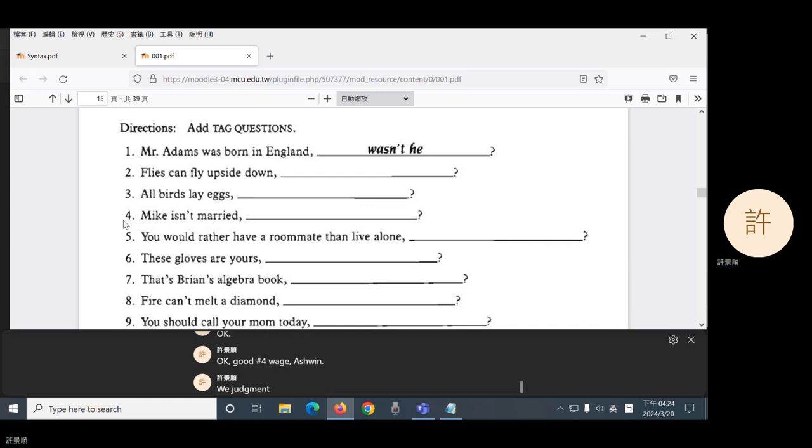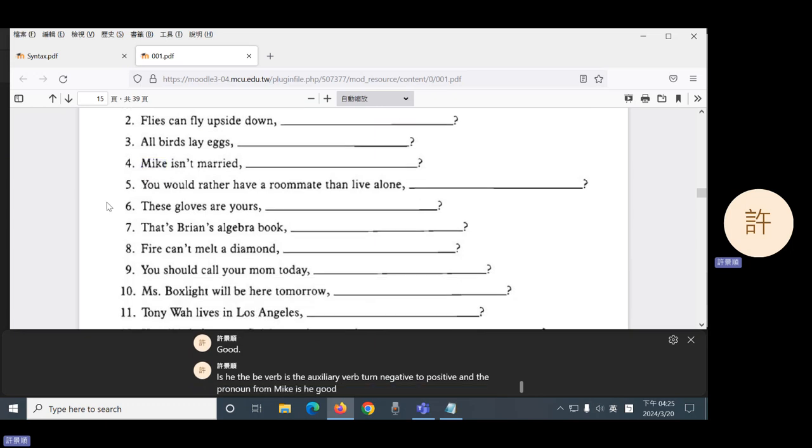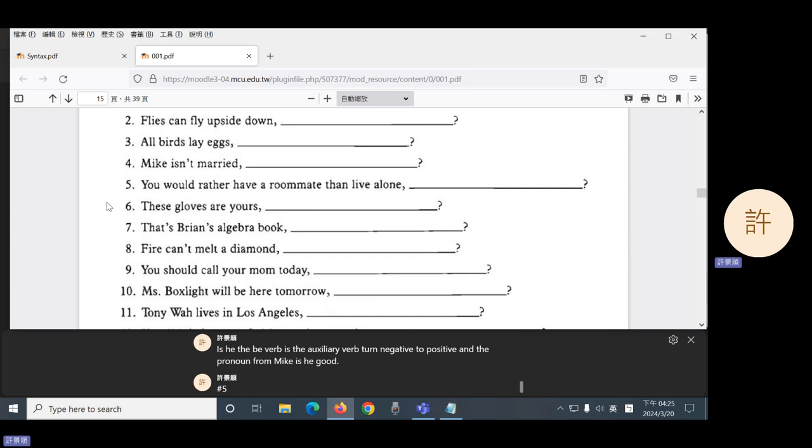Number four. Yes, number four. What is the tag question? Good. Is he? The be verb is the auxiliary verb. Turn negative to positive, and the pronoun for Mike is he. Good.